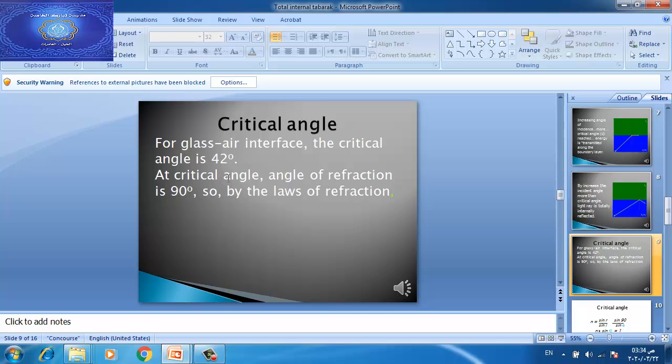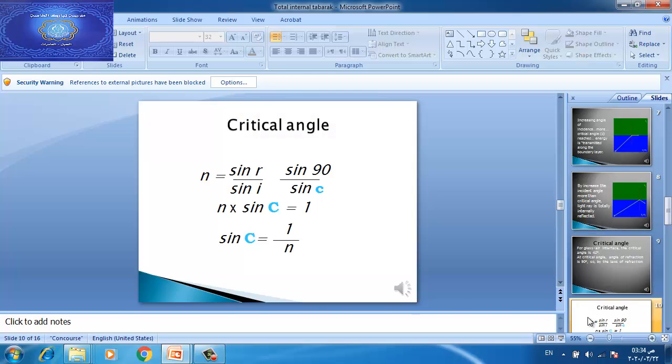To calculate the critical angle, or to write the formula of the critical angle, we will start with the refractive index formula. If you remember this formula, n equals sin r over sin i. n refers to the refractive index, sin r refers to the sine of the refracted angle, and sin i refers to the sine of the incident angle.